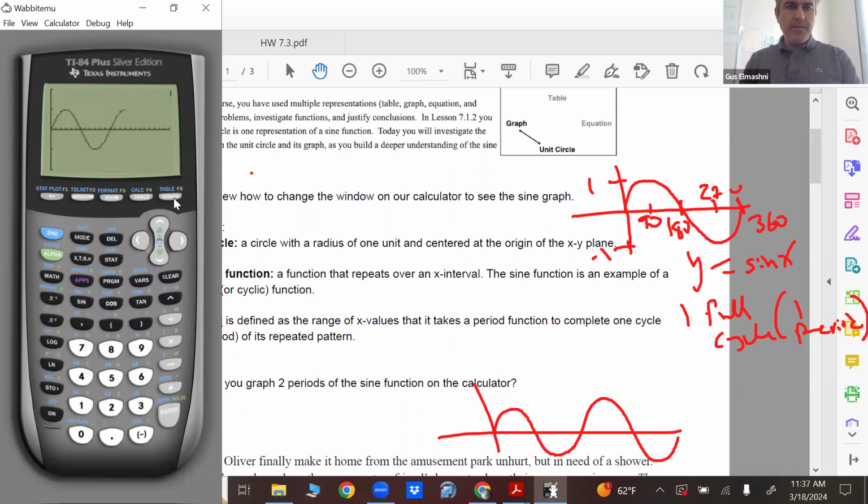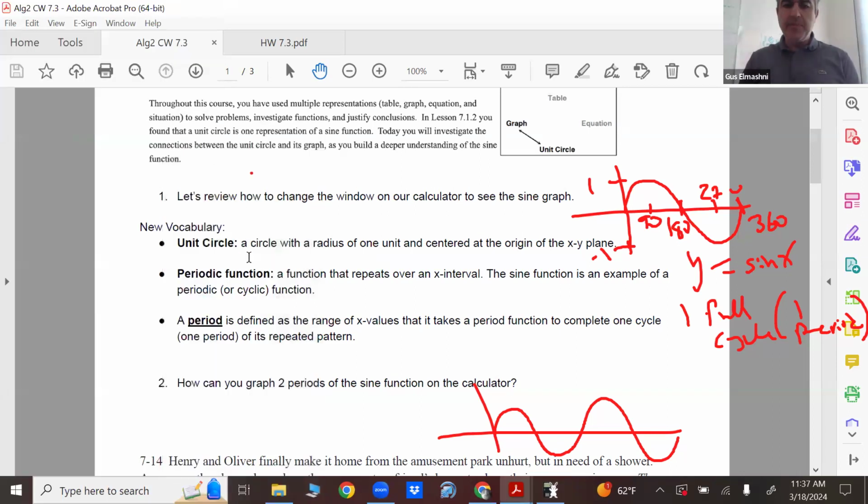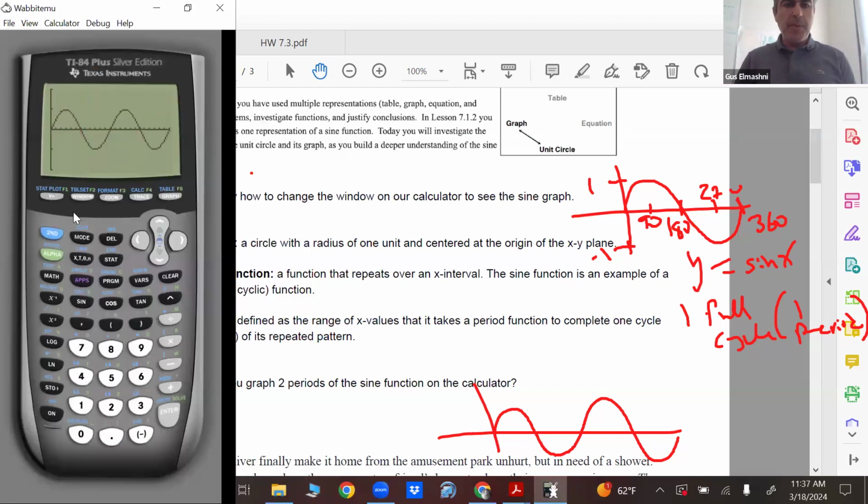So 1, 2 cycles. There you go. So that's how you do the adjustment. Just hit window and choose a max of 720. I'll pull it up again. That's what we're looking to do.